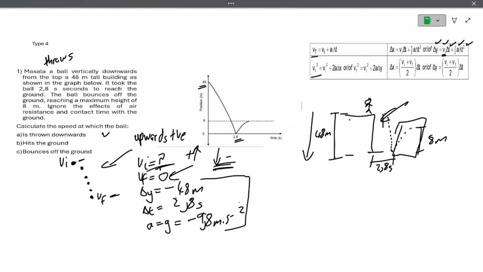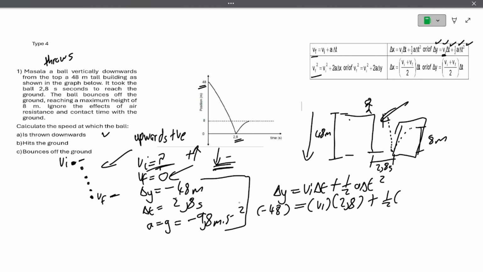So let's use that formula, which is change in y equals v initial times change in time plus half a change in time squared. Now let's substitute our variables. One thing to remember is that when we substitute our variables, we substitute with our signs. Let's substitute 2.8 seconds and then plus half times negative 9.8, and change in time is going to be 2.8 squared.